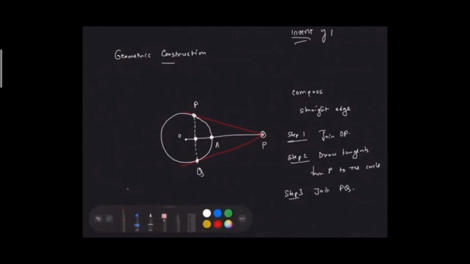Join PQ. That's the third step. So let's proceed to step 3. Join PQ at this point. This is our inverse. This point P1 is our inverse. What you have to prove is that OP1 times OP is equal to 1. That's the P1 that we have got from this process. OP1 times OP would be exactly 1. So prove that, and you would also have to know why.